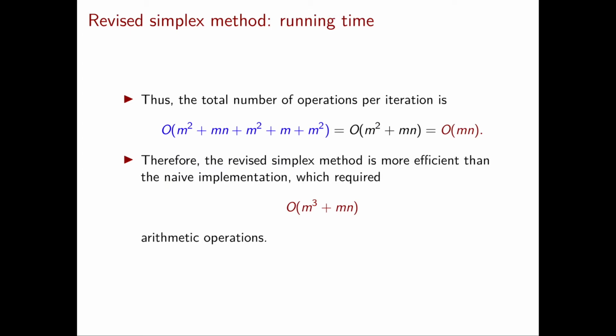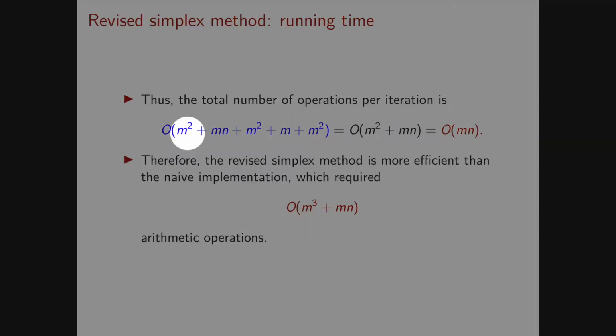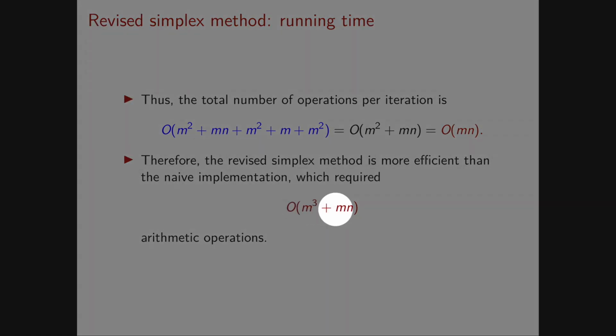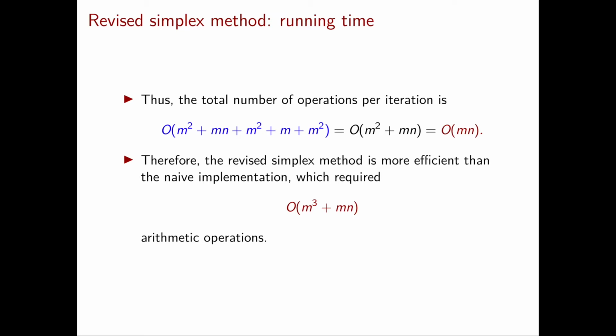So for the revised simplex method, the running time is big O of m squared to obtain the vector p, plus mn to obtain the reduced costs, plus m squared to obtain the vector u, plus m to obtain theta star, and plus m squared to obtain the matrix B bar inverse. This simply is big O of m squared plus mn, which is what I promised you we would have obtained. Recall that the naive implementation required big O of m cubed plus mn. So clearly the running time of the revised simplex method is better.